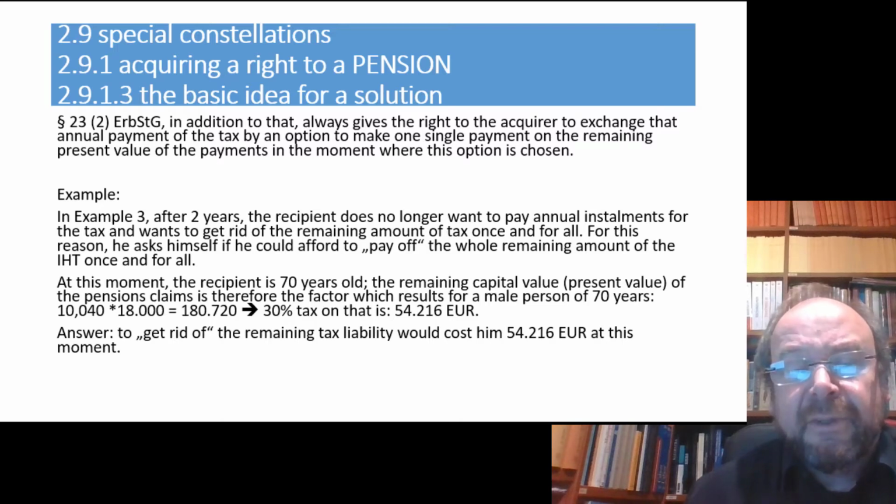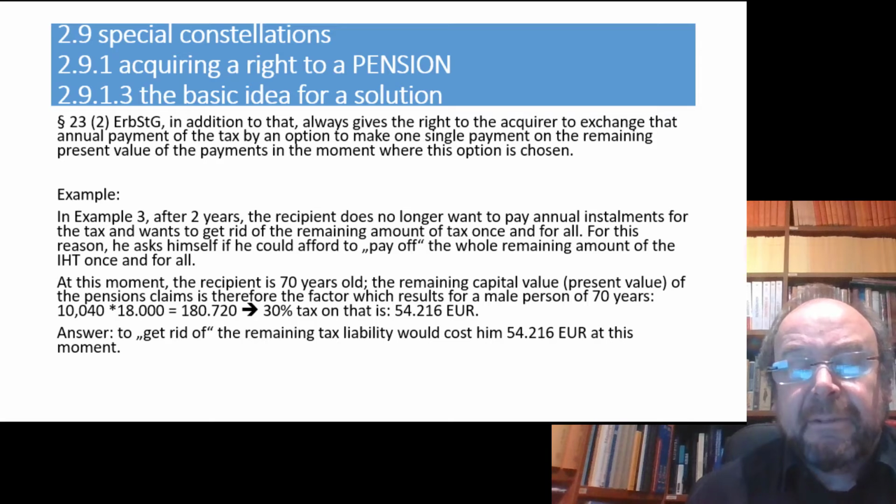So if in example 3, after, I believe the payment began with 65, so after 5 years, our recipient is a bit sick, feels bored about always having to pay inheritance tax year after year, and so asks himself, can I not get rid of that by paying off the whole remaining amount? At this moment, our recipient shall be 70 years old.